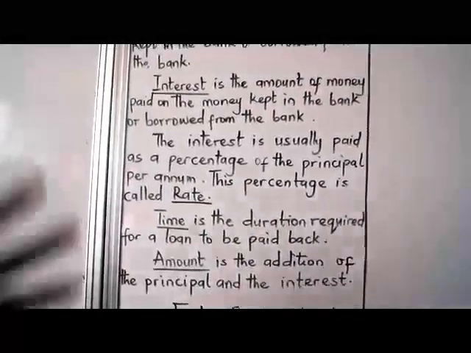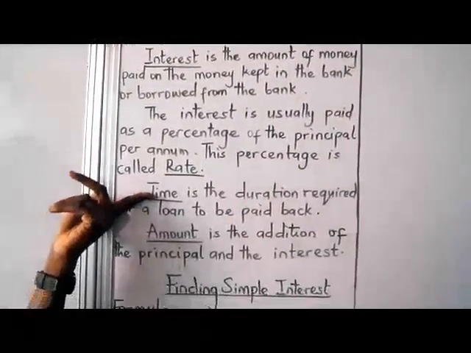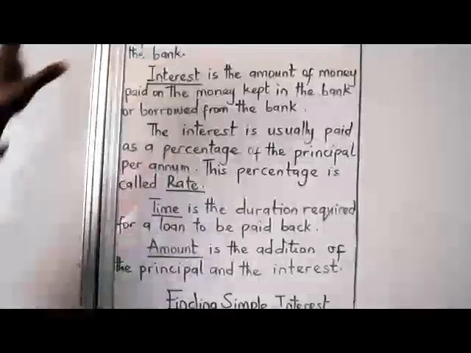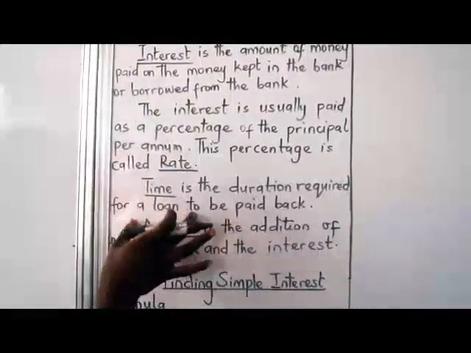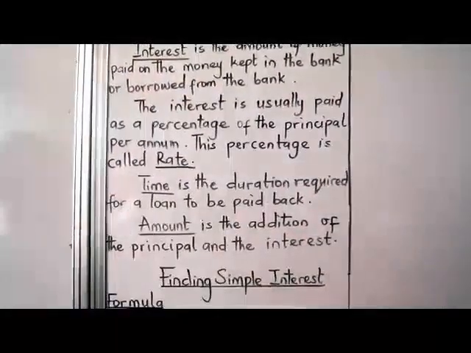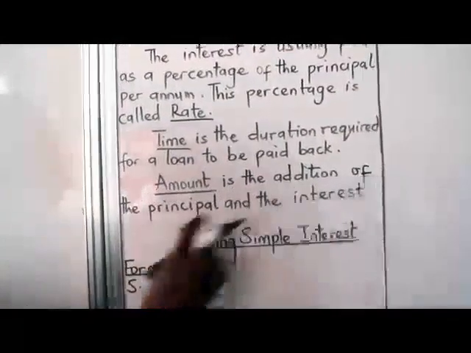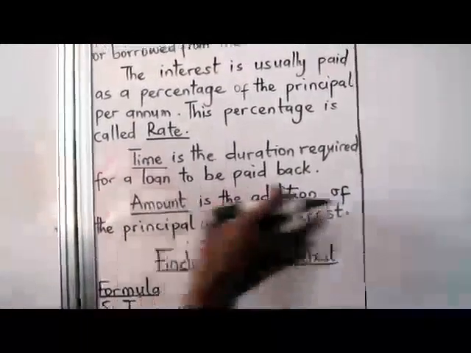Now, the period of time for the repayment of the loan is called time. Please, let's note all these terms, all these words used in simple interest. The time by which the loan is repaid to the bank is called time. Now the last word used is the amount. Amount is the addition of principal and the interest. I hope you get that.